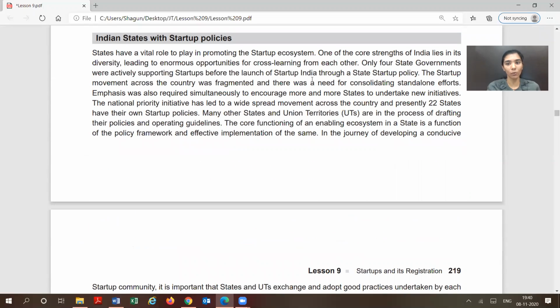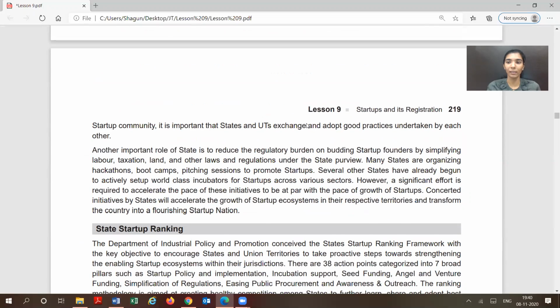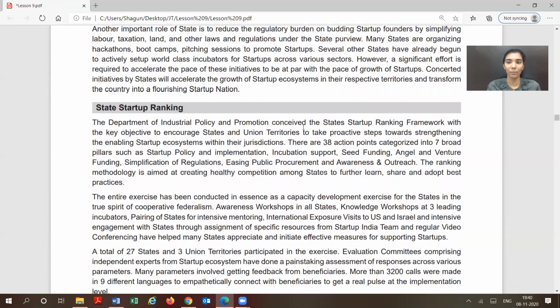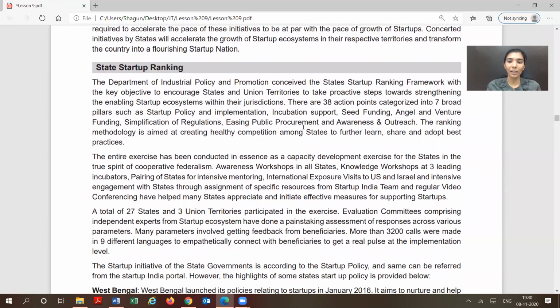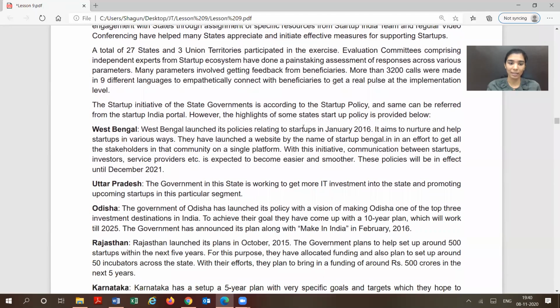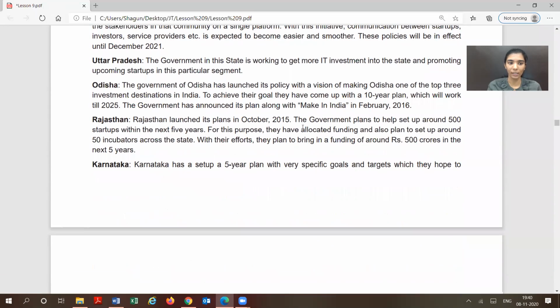Various states have got their own startup policies. The government of India tries to encourage the state governments to make nice provisions for the startups in their state. This is nothing, just you can read it.